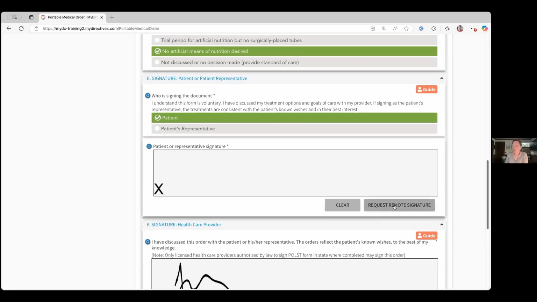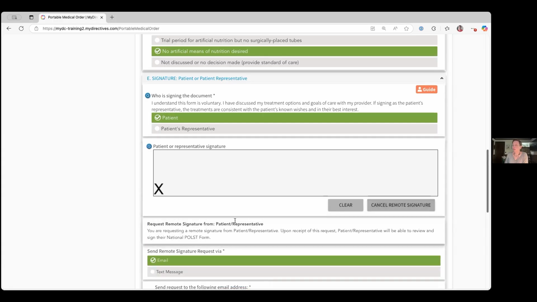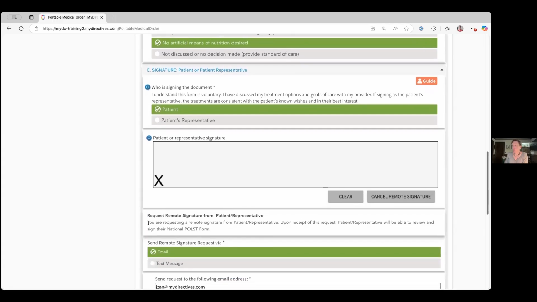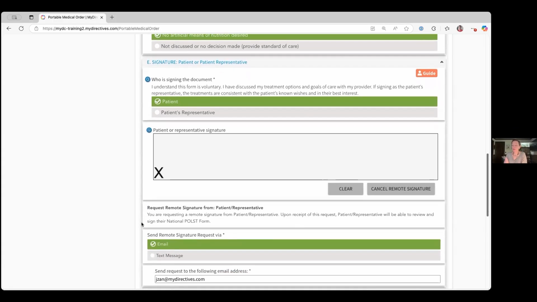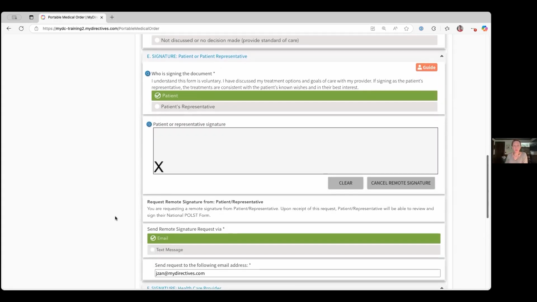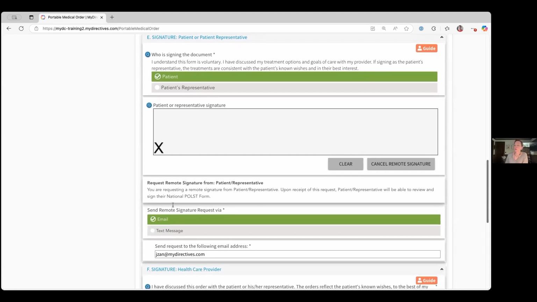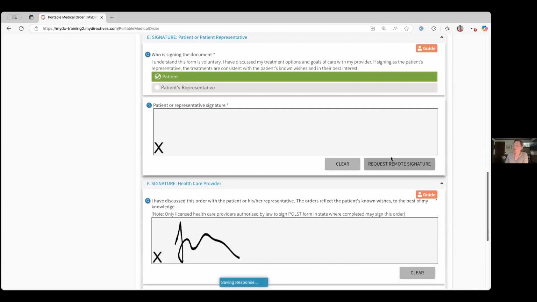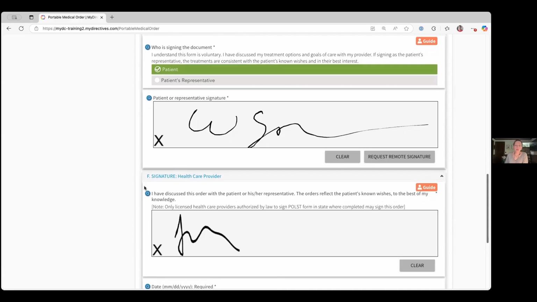One, I can request a remote signature. And this actually works even if the patient's sitting in the room. In fact, one of our largest organizations is primarily using this because the patients don't have the dexterity to use the mouse and their clinicians are primarily on desktops. If I'm on a mobile device, it's pretty easy because Woody would just track in his finger. I can send that request for signature to either an email or to a text message, but I'm actually going to cancel that because Woody has great dexterity and he's signing the document.